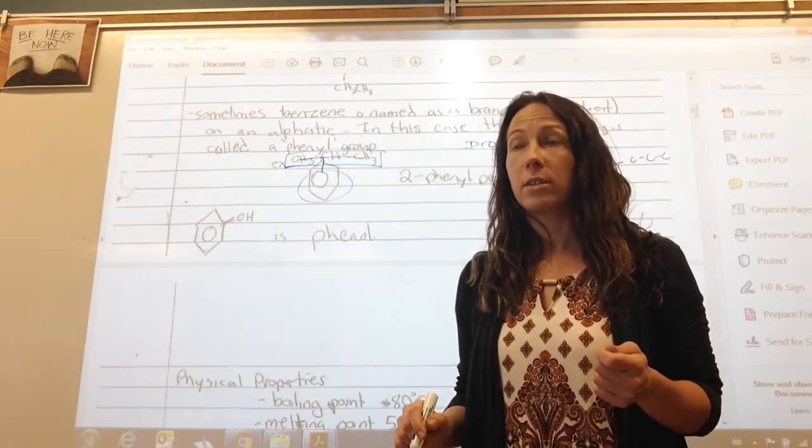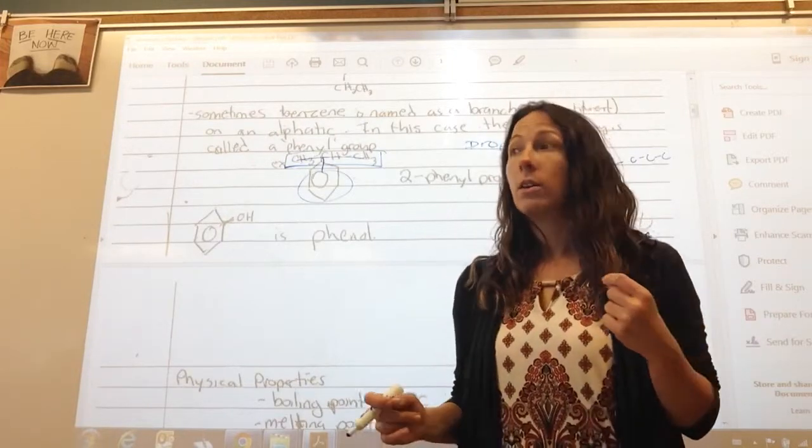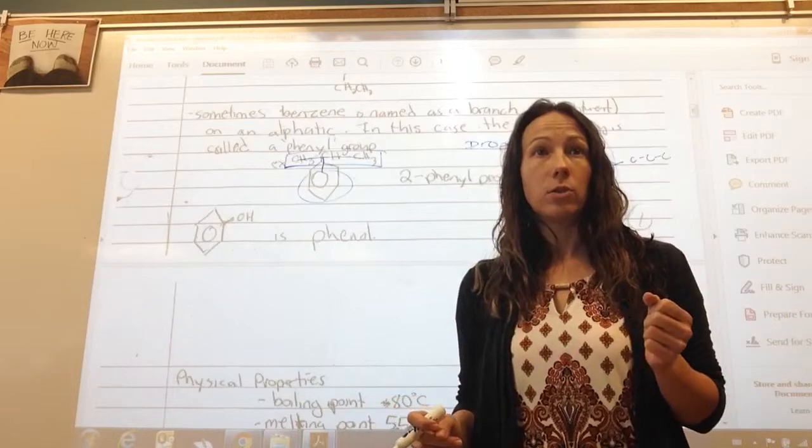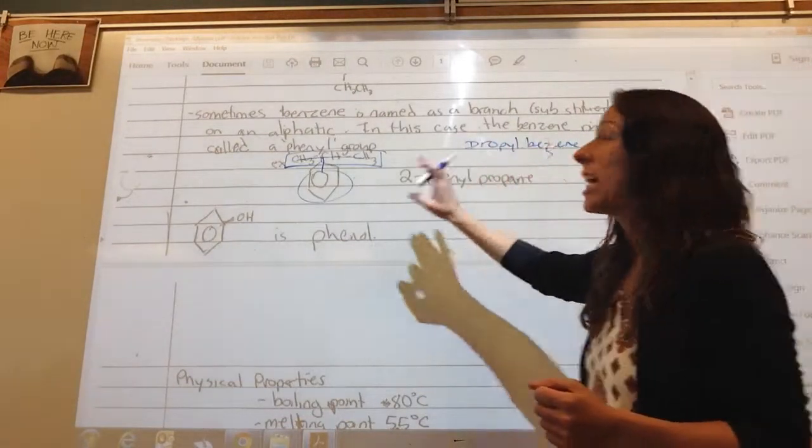See how that's different? So they are different, they'll have different boiling points. We'll have to name them differently. Okay, so this is phenylbenzene. So I have to name this one differently.